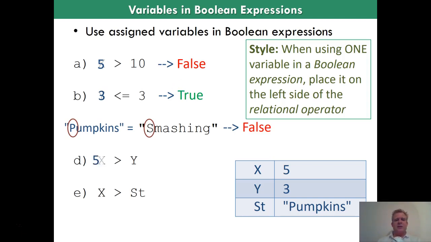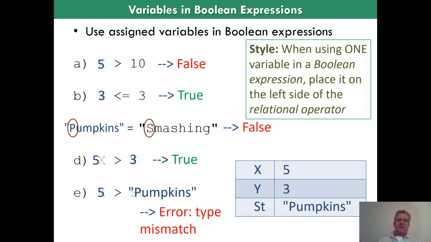Now, x is greater than y. Is that true? Well, x is 5, y is 3, 5 is greater than 3, which makes it true. And finishing off with E, is x greater than st? Well, x was declared as an integer, st was declared as a string, so is 5 greater than pumpkins? I'm sorry to tell you, that's going to give you a type mismatch error.